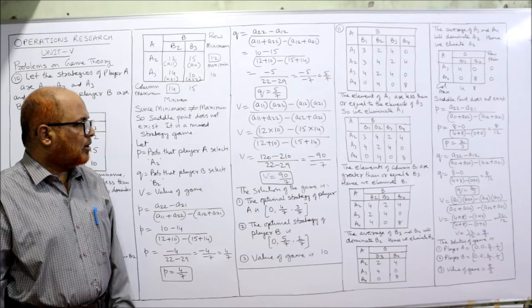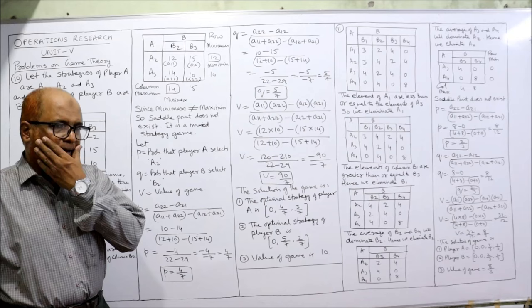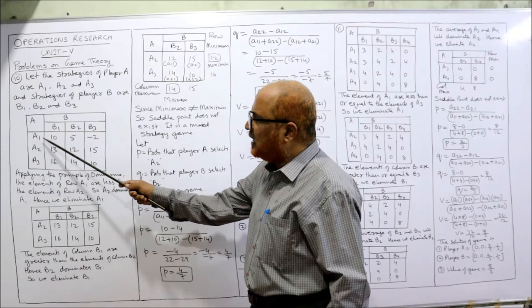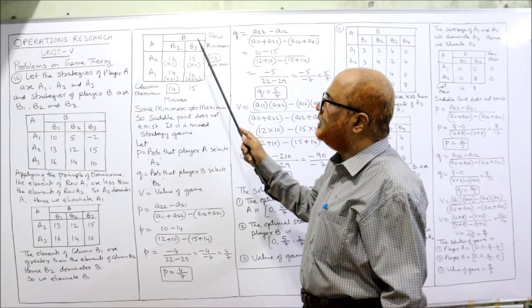Finally, we got the solution. The solution of the game is the optimal strategy for player A. Originally, they have three strategies: no advertising, medium advertising, heavy advertising. But A1 we have eliminated. This A1 and B1 were eliminated. Finally, we are having only A2, A3, B2, B3. That means A1 is eliminated.